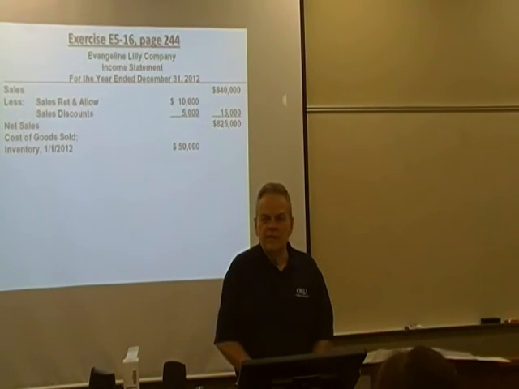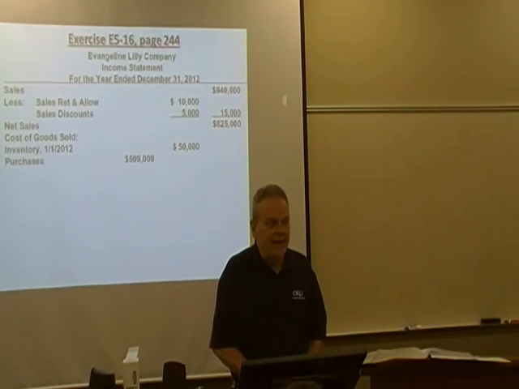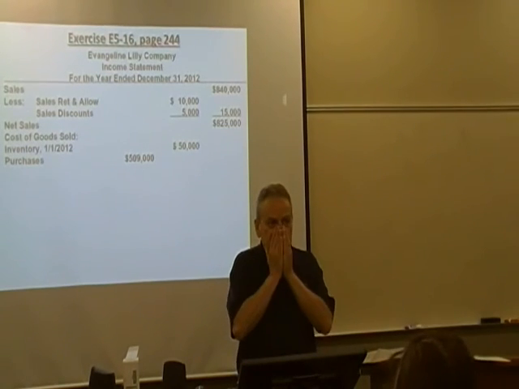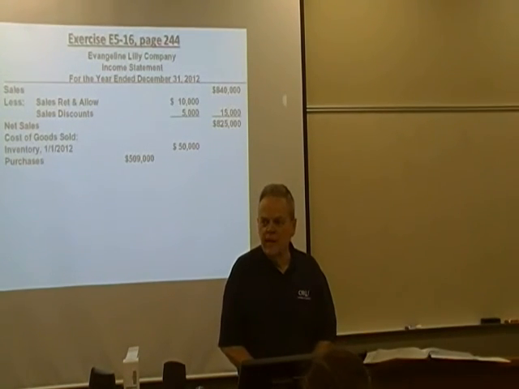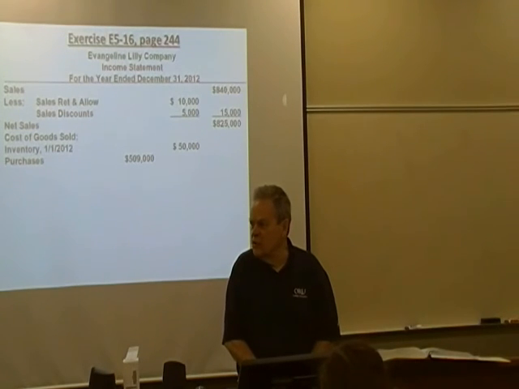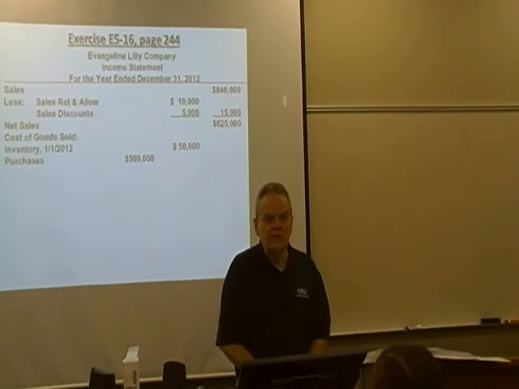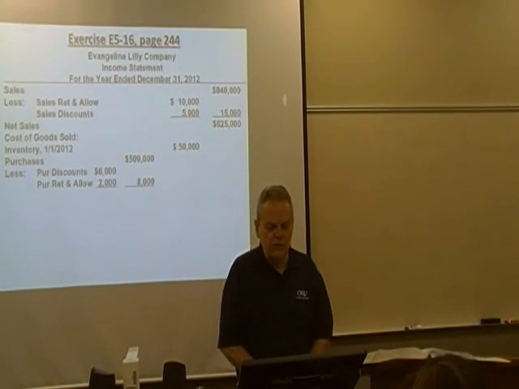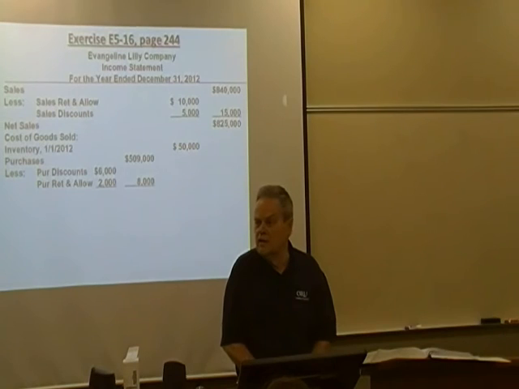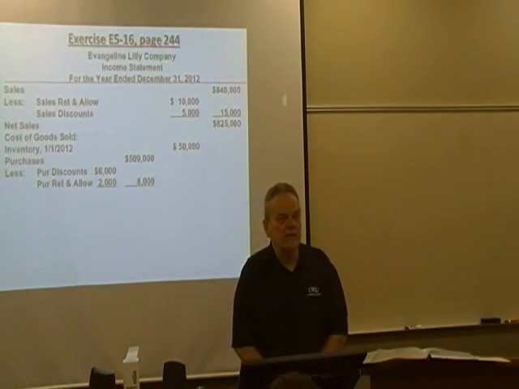Purchases. If you know the amount of purchases in the problem, say it out loud right now. $509,000, I was told. Yes or no? Yes. Is that truly the amount I spent for the goods I bought? No. Then I need one person to tell me what I need to do next. Christy. Subtract purchase discounts and purchase returns and allowances. Purchase returns and allowances and discounts were $6,000 and $2,000, maybe not in the same order you said them. Yes, Christy? Yes. The sum of which is $8,000.